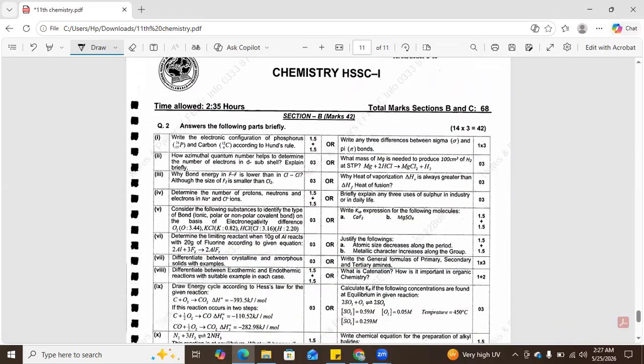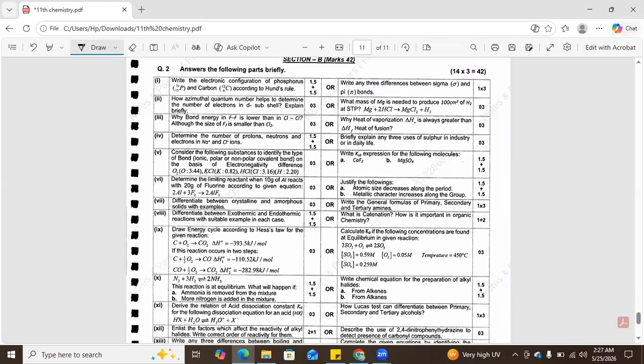These were the most important short questions in the past paper. I'm going to go through the left-hand side. You can go through the right-hand side. Write the electronic configuration of phosphorus and carbon according to Hund's rule. Number 2 is how azimuthal quantum number helps to determine the number of electrons in d subshell. Explain briefly. Number 3 is why bond energy in F-F is lower than chlorine-chlorine, although the size of F2 is smaller than Cl2.